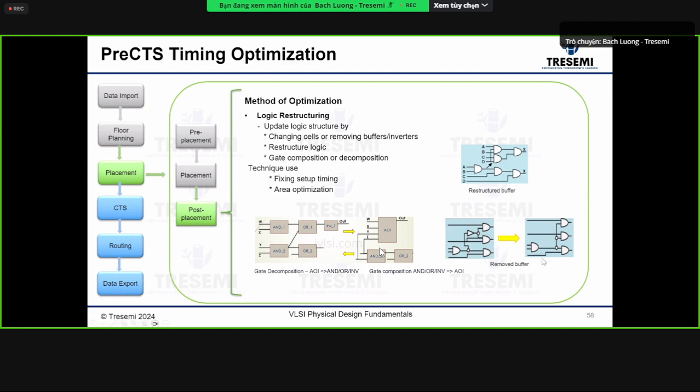And here, it's just an example of removing buffers. So that's what logic restructuring means, right? Just changing gates and cells, AOI to different logical reconnection.